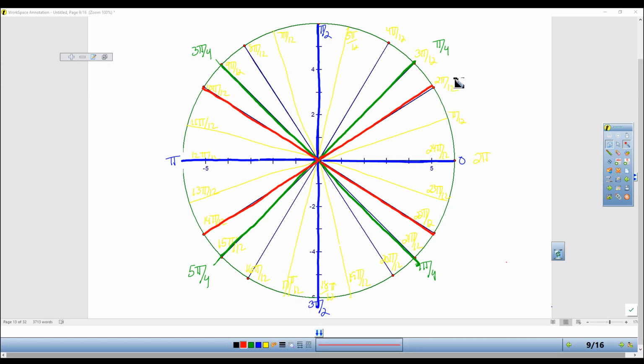Notice that 2 over 12 reduces to 1/6. 10 over 12 reduces to 5 pi/6. 14 over 12 reduces to 7 pi/6. And 22 over 12 reduces to 11 pi/6. So notice we don't really use the twelfths at all. Most people use the reduced form. So the red ones are all the sixths.